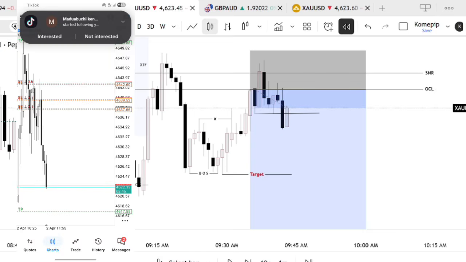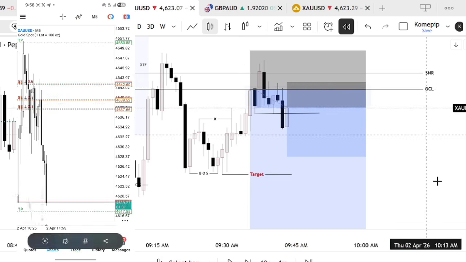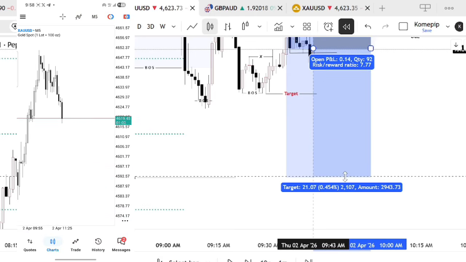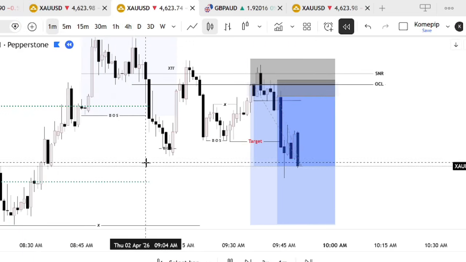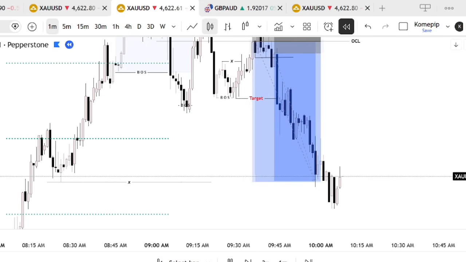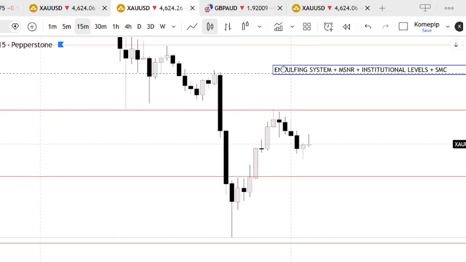Today, I want to show you how I cut 1 to 10 risk reward ratio using the Komepips trading protocol. And the Komepips trading protocol includes the engulfing system, plus the MSNR, plus institutional levels, and we also have the smart money, which is the SMC concept, and I will explain to us why.